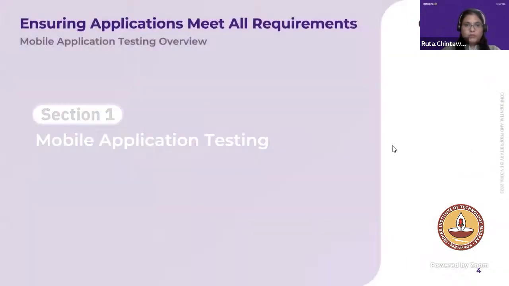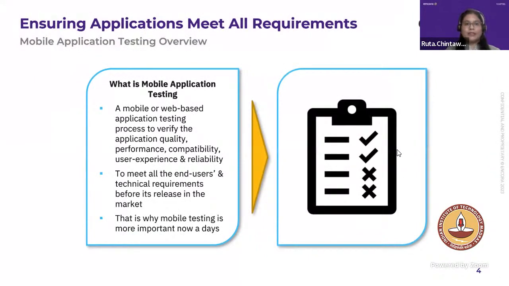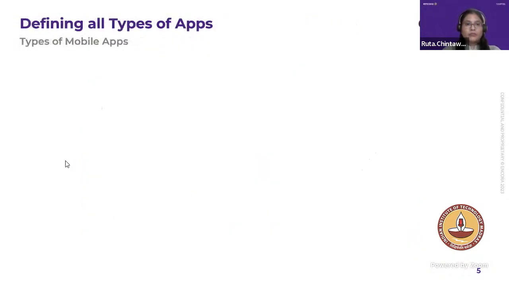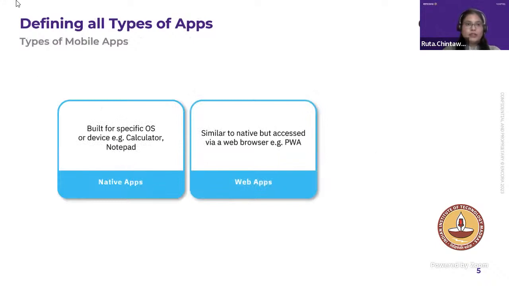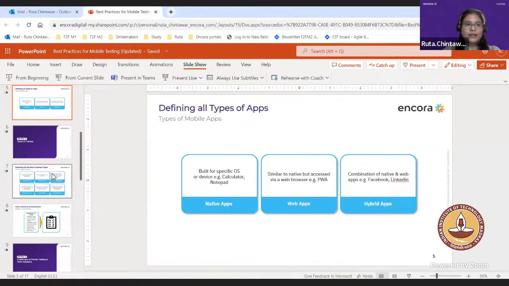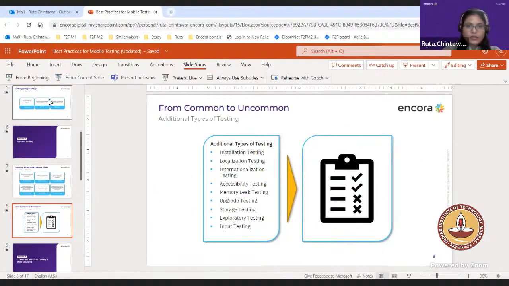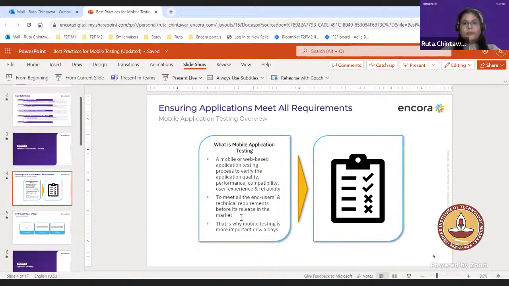So let's talk about mobile application testing. What is mobile application testing? It is the testing of a developed mobile application in which we test the functionality of the application. Along with functionality, we test the application's quality, performance, and compatibility. We also check the user experience. Then we cover the entire mobile application testing, including all of these, before it's released into the market.